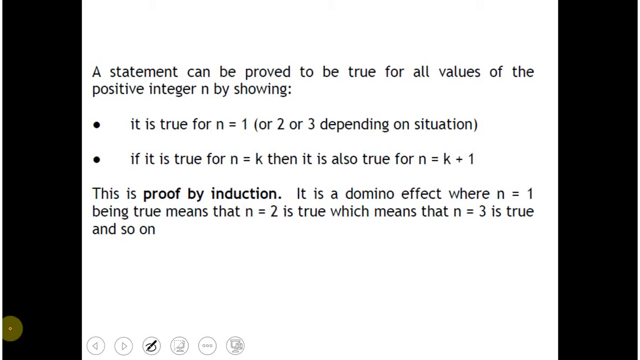And then, if it is true for n equals k, then it is also true for n equals k plus 1. This is called proof by induction. It's basically a domino effect where n equals 1 is true means that n equals 2 is true, which means that n equals 3 is true, and then n equals 4, n equals 5, and so on.